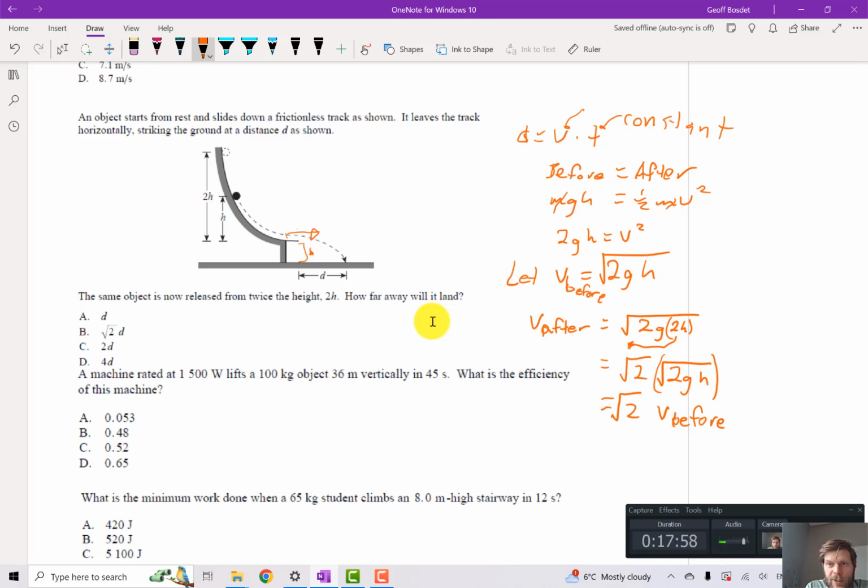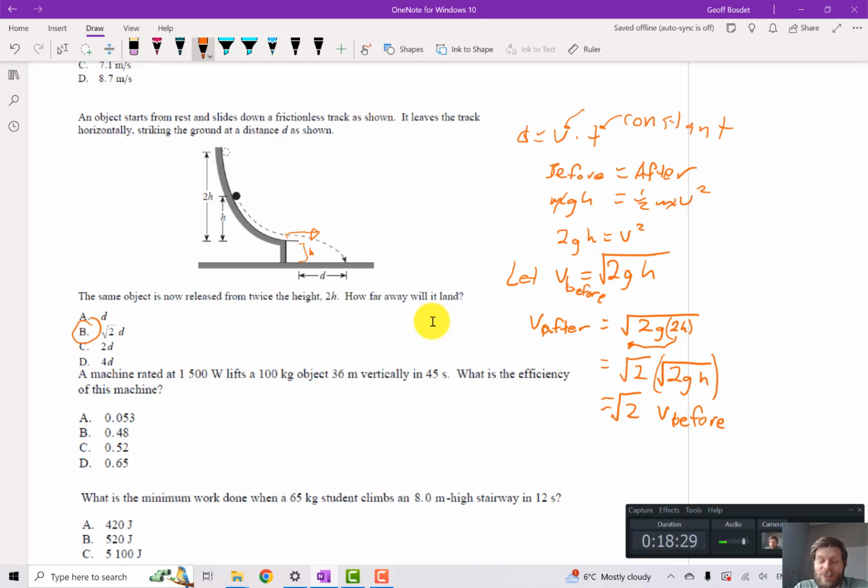And because of my little logic here, since our time in the air is constant and we're just messing with velocity here, whatever we do to this velocity, if we double it or triple it, we will double or triple our horizontal displacement. In this case, it turns out if we bring it twice as high, we're going root 2 times as fast. So we're going to go root 2 times as far. And so that gives us our answer.